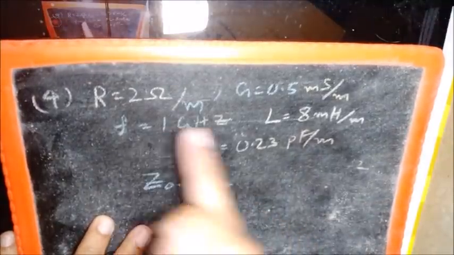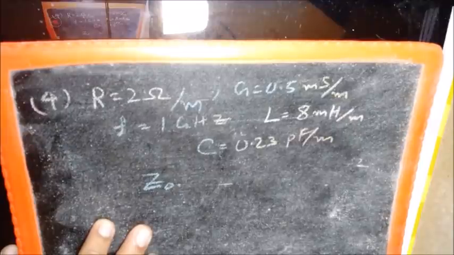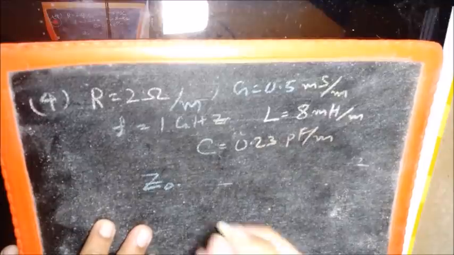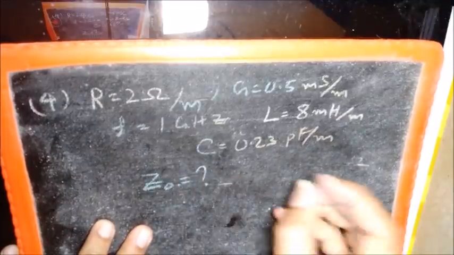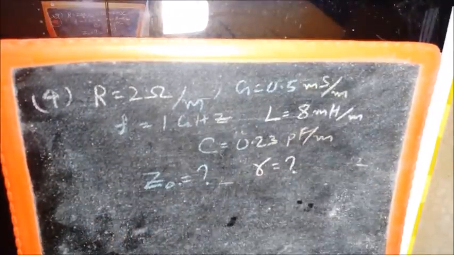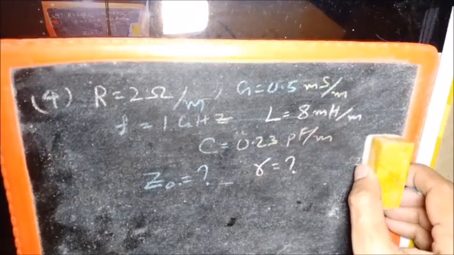Remember, this is not a lossless line because there are non-zero values for R and G. So the characteristic impedance will not be purely resistive. You have to find out Z0, and you should also find out gamma. This is an assignment problem for you. I will not give you the answers. You can compare your answers with others and find out the correct answer for this problem.